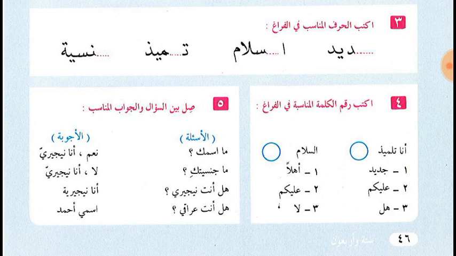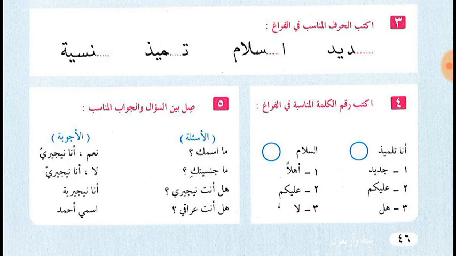Then write the appropriate number in the blank. You have three options. Which option is correct? Okay, so number one is correct. You write Wahid in the circle. Second one, Assalam. So you write Israr in the circle.